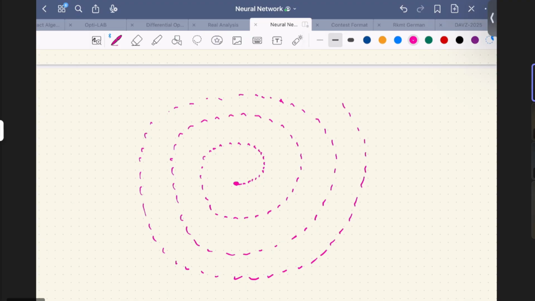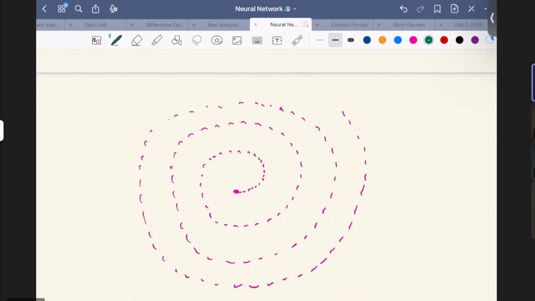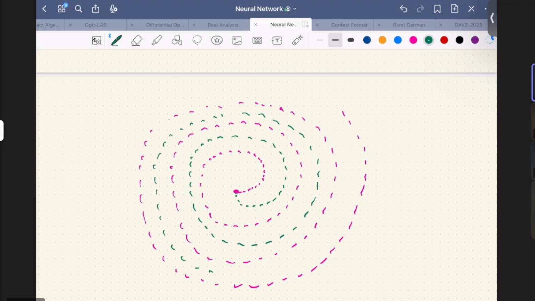Let me take another color. Green. There is another spiral which comes exactly like this. These are again dots, your x comma y points. The pink ones are one color, and the greens are another color. Now, what is the decision line which separates it out?